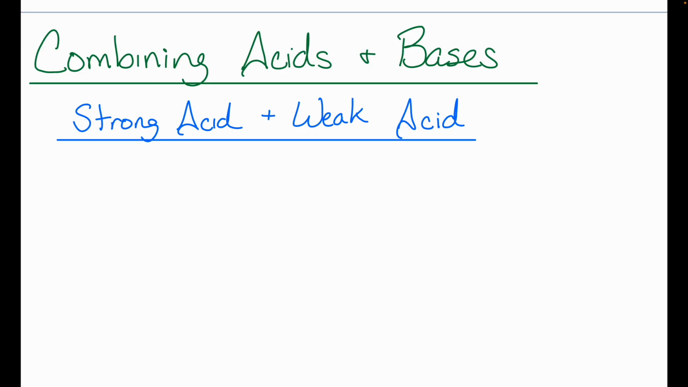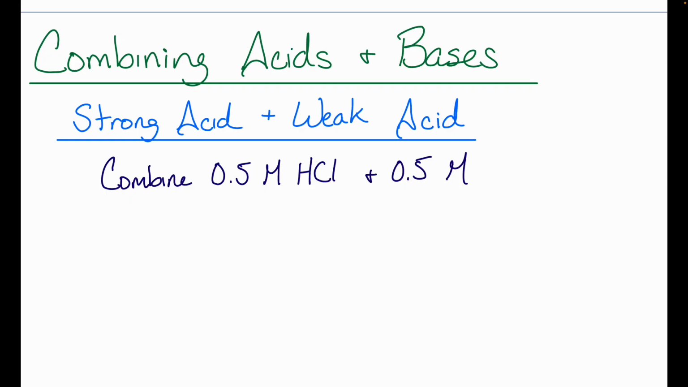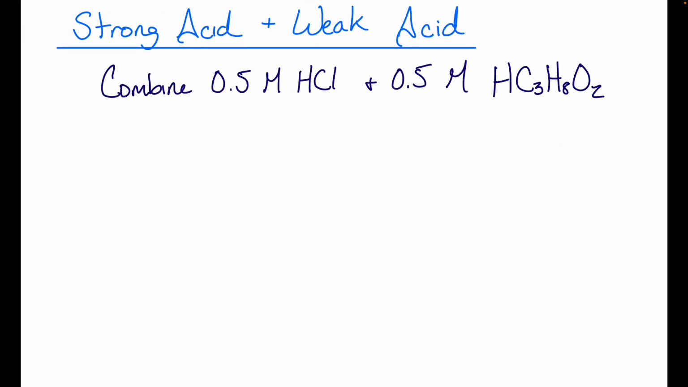Okay, so let's get a sample problem here. What we're going to do is combine 0.5 molar HCl and 0.5 molar what's called acetic acid, HC3H8O2. All right, so mixing these two acid solutions together. So first of all, we're going to take note here of our acid dissociation equation.